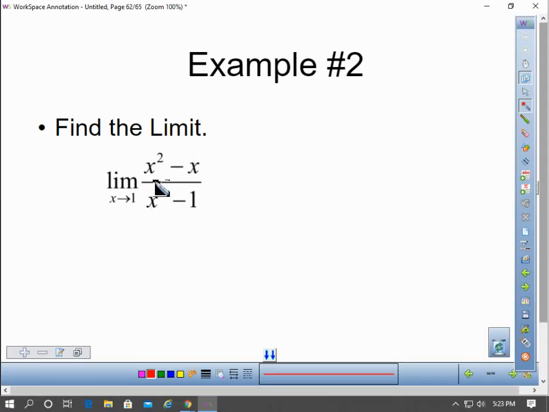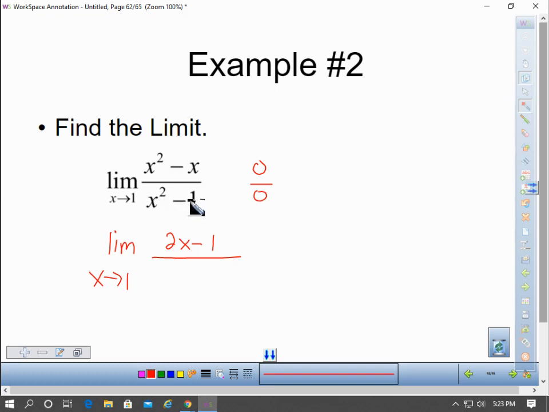Okay, do the same thing. First thing you do is direct substitution. So put a 1 in here, that's going to be a 0 on the top. Put a 1 in the bottom, that's going to be 0 on the bottom. So I've got an indeterminate form. I'm going to use L'Hopital's rule. So the limit as x approaches 1. So I take the derivative of the top, which is 2x minus 1. Take the derivative of the bottom, which is just going to be 2x.